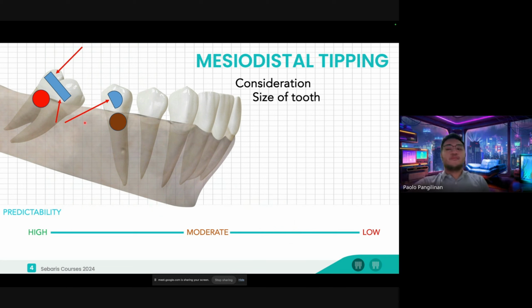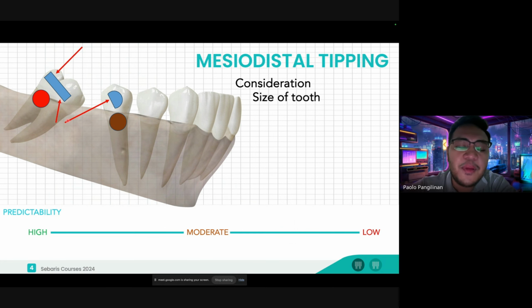All right. So mesiodistal tipping, doctors, generally has moderate predictability. It's a little bit challenging. Even for straight wire, it's difficult to tip posterior teeth. You really need to perform wire bending. You really need to be a little bit more determinate on where you're gonna move your teeth.